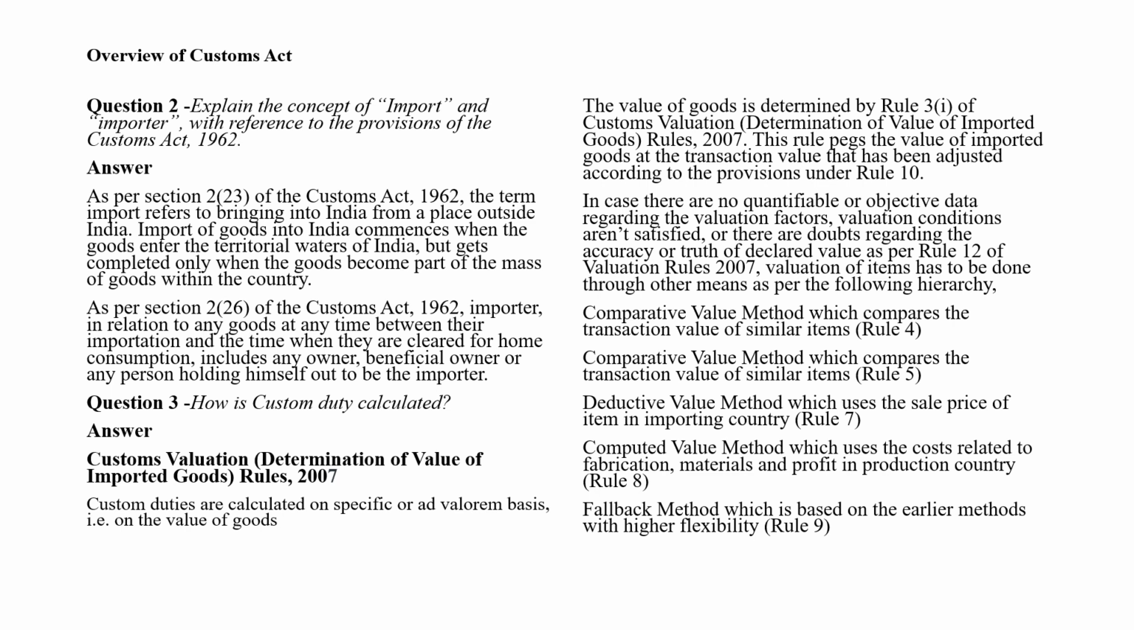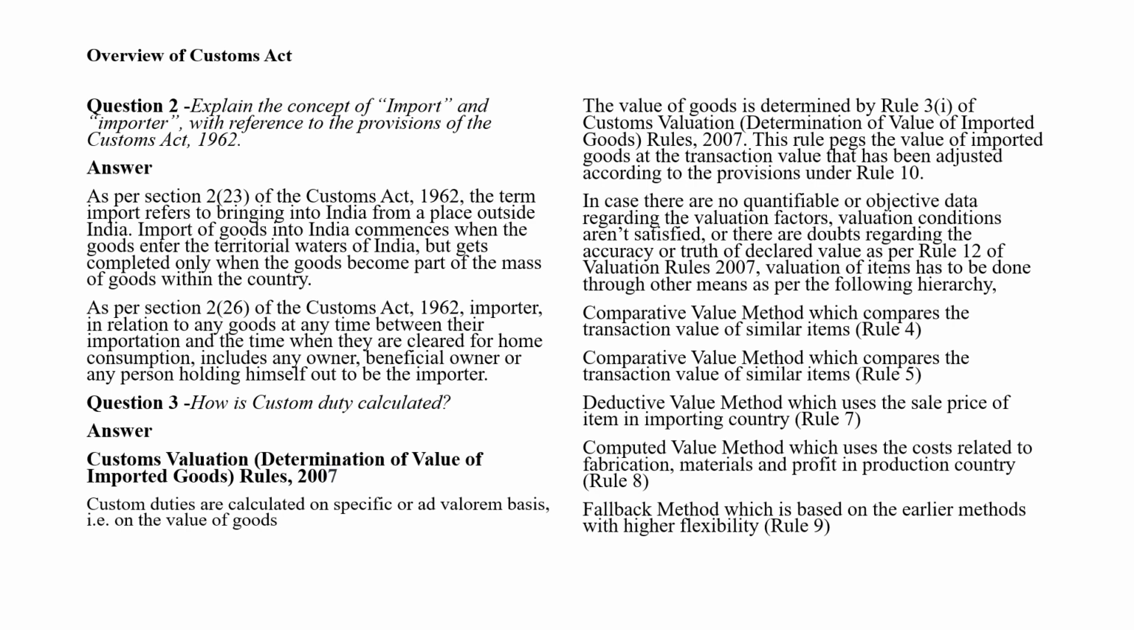So now let us start question number 3. How is custom duty calculated? Very important. So answer is here. Custom Valuation (Determination of Value of Imported Goods) Rules 2007. Custom duty is calculated on a specific or ad valorem basis, that is on the value of goods. The value of goods is determined by rule 3(1) of the Custom Valuation (Determination of Value of Imported Goods) Rules. This rule pegs the value of imported goods at the transaction value. Remember it, underline it, transaction value that has been adjusted according to the provision under Rule 10.